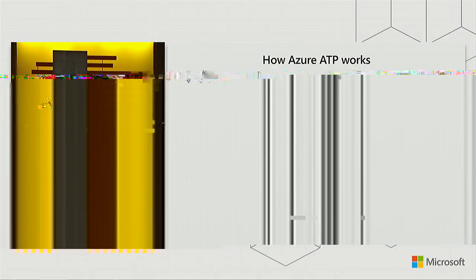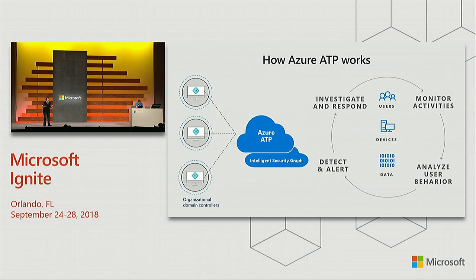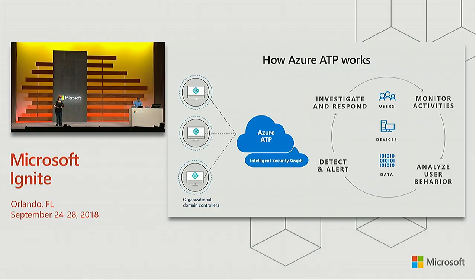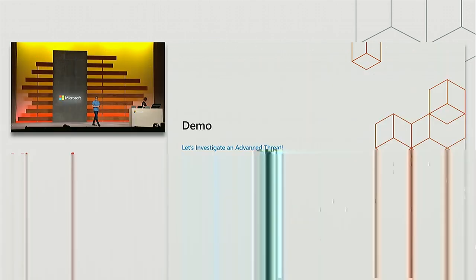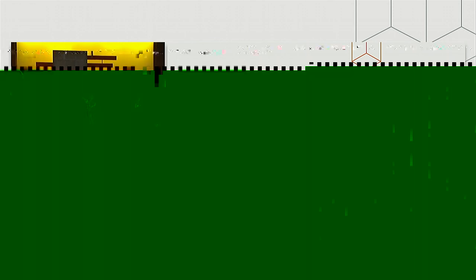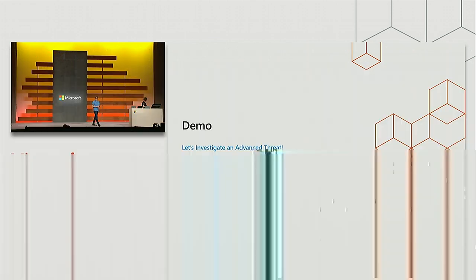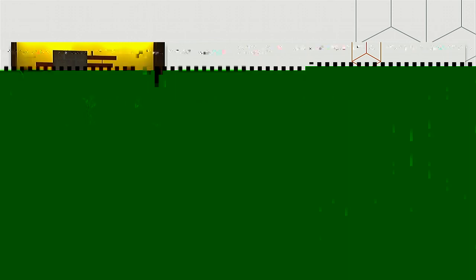So not only do we monitor those activities, but we also analyze user behavior in the environment, so we can determine what is abnormal and what is normal behavior, so that we're not alerting on everything, just on the abnormal behavior. And not only do we detect and alert, we also give you a platform to investigate and help you to respond to any of these attacks. And many of you are coming to us at the Azure ATP booth and you're saying, okay, we understand.